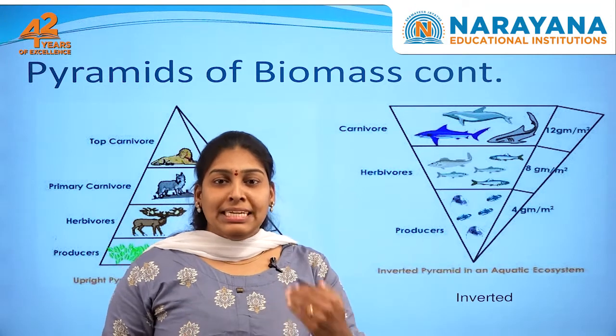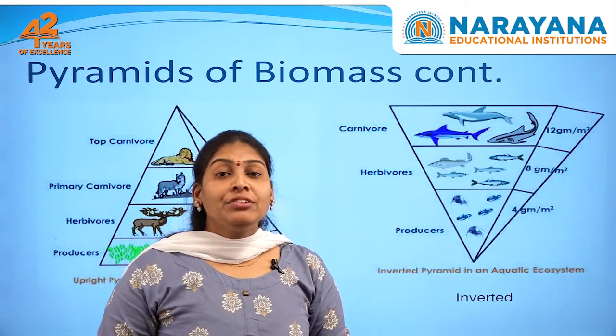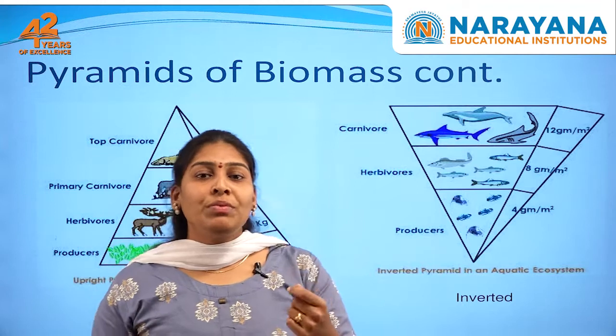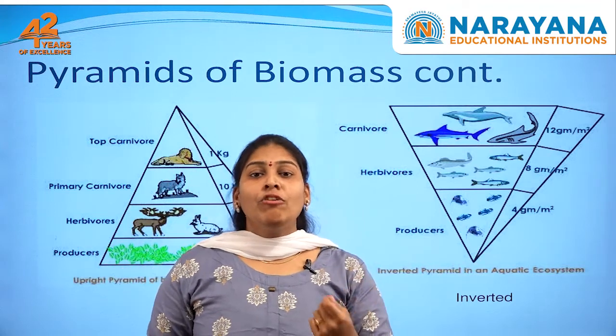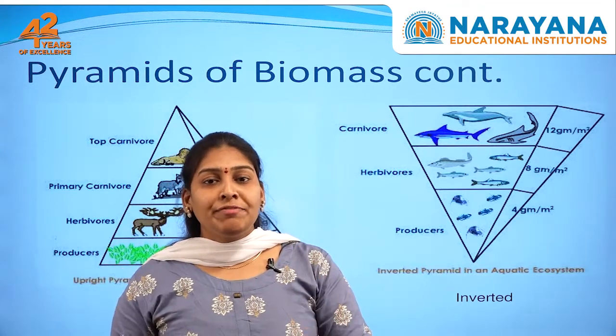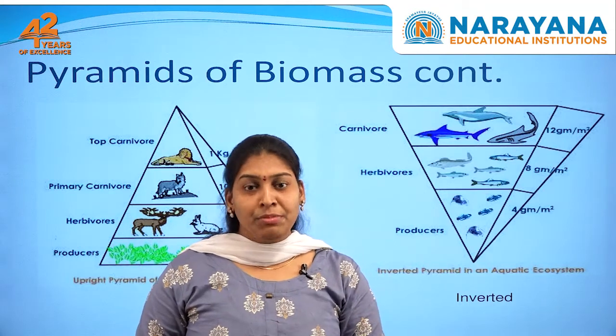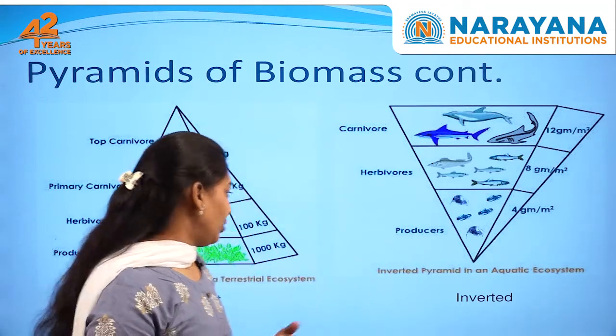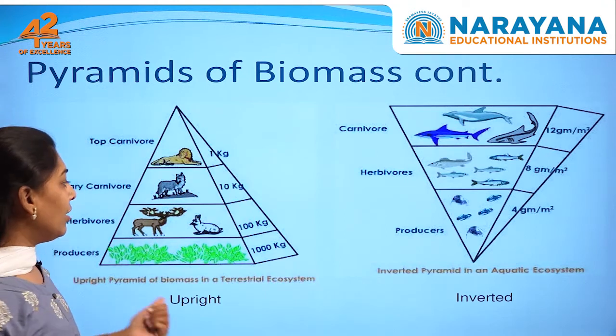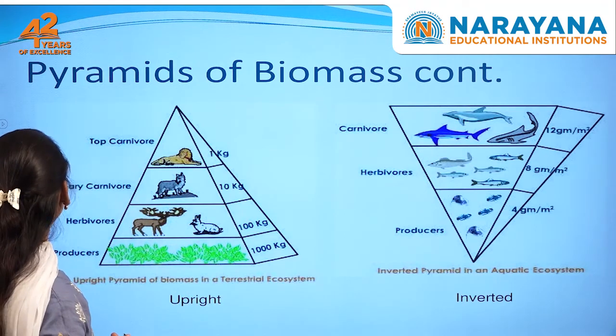That means it is in an upright condition. Whenever it is only one tree, or it is zooplanktons or phytoplanktons in a marine ecosystem, it will be in an inverted condition. So here you can see the upright condition and the inverted condition.